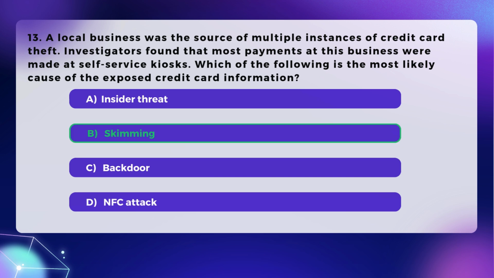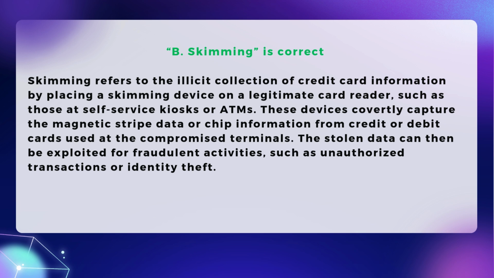The correct answer is B. Skimming. Skimming refers to the illicit collection of credit card information by placing a skimming device on a legitimate card reader, such as those at self-service kiosks or ATMs. These devices covertly capture the magnetic stripe data or chip information from credit or debit cards used at the compromised terminals. The stolen data can then be exploited for fraudulent activities, such as unauthorized transactions or identity theft.